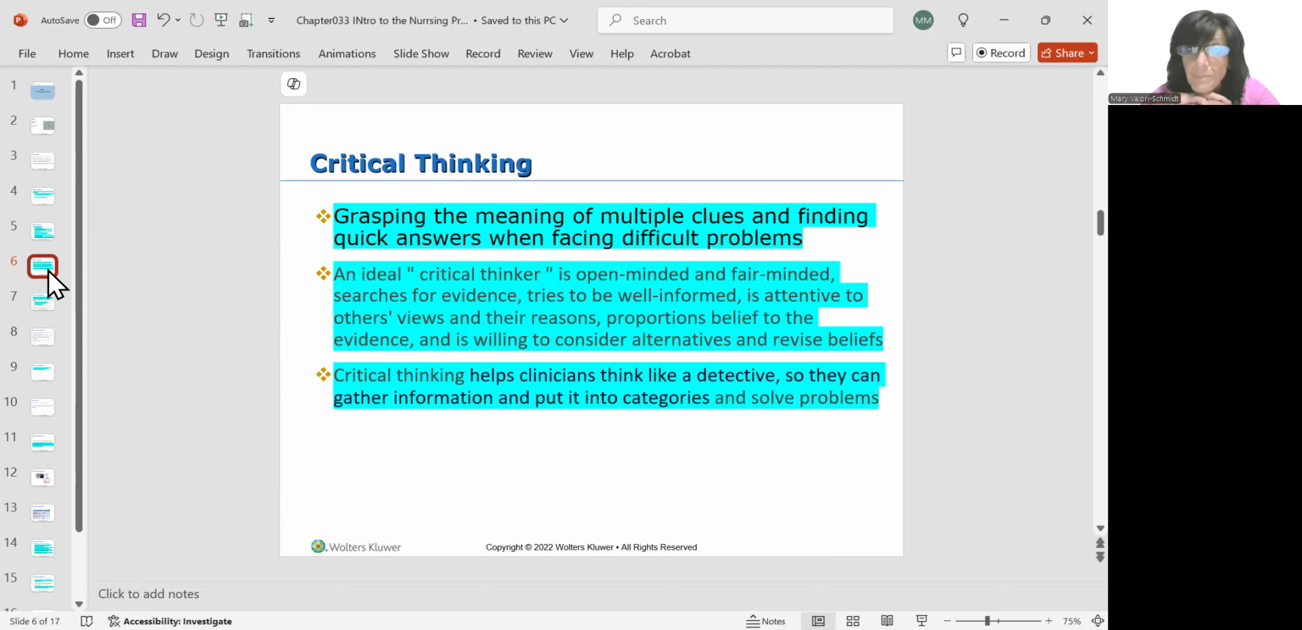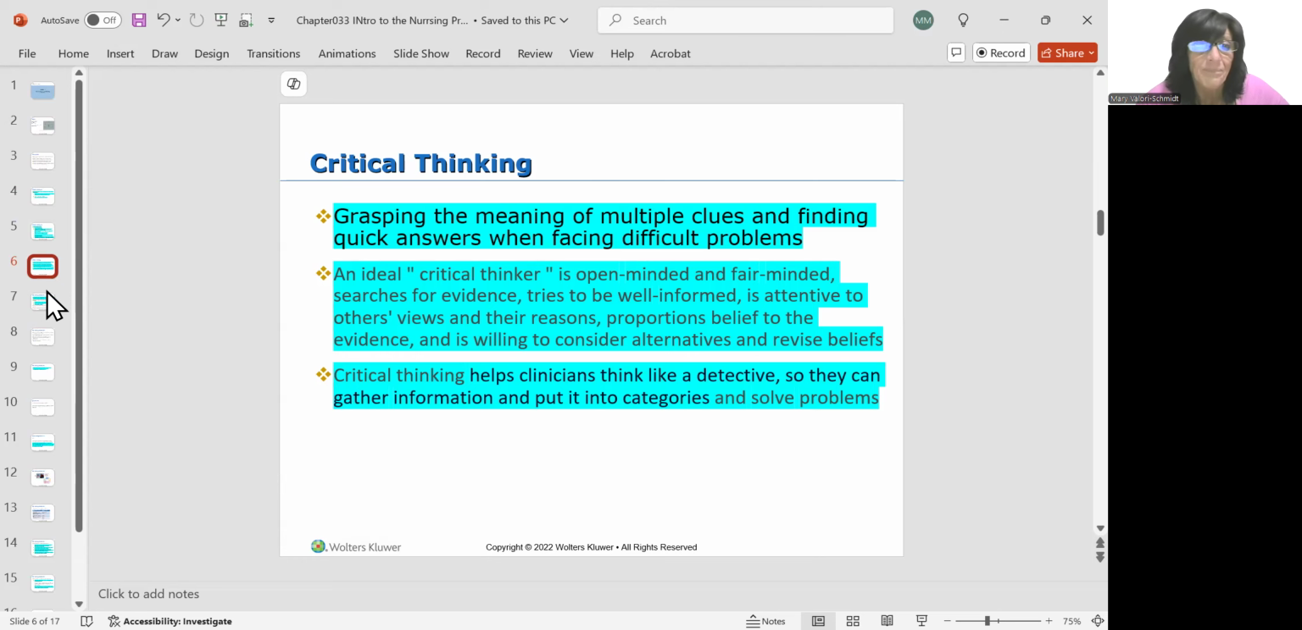You have to be fair-minded. You have to always search for credible evidence. You have to be relevant, well informed. You have to listen to other people's views and their reasons. And you always proportion your belief to whatever the evidence is to support it. Okay. And always be open minded and willing to consider alternatives and maybe change the way you think. Okay. Critical thinking helps us think like a detective so we can gather information, kind of categorize it, and then solve the problem.